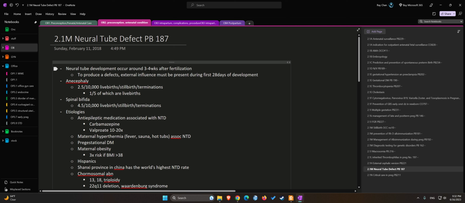Spina bifida: 4.5 out of 10,000 live births, stillbirths or terminations.